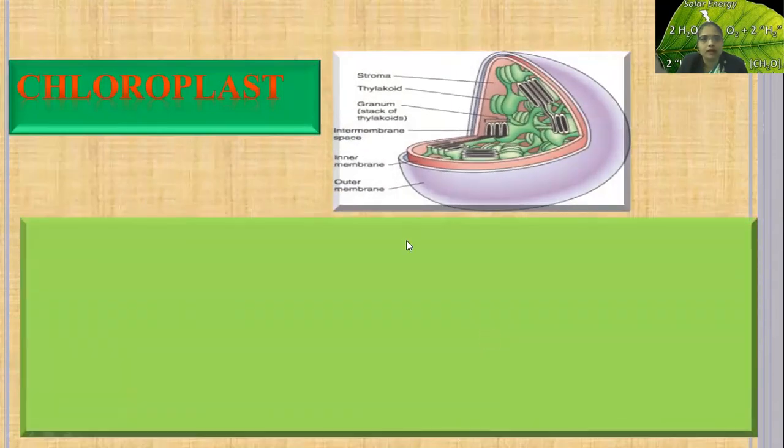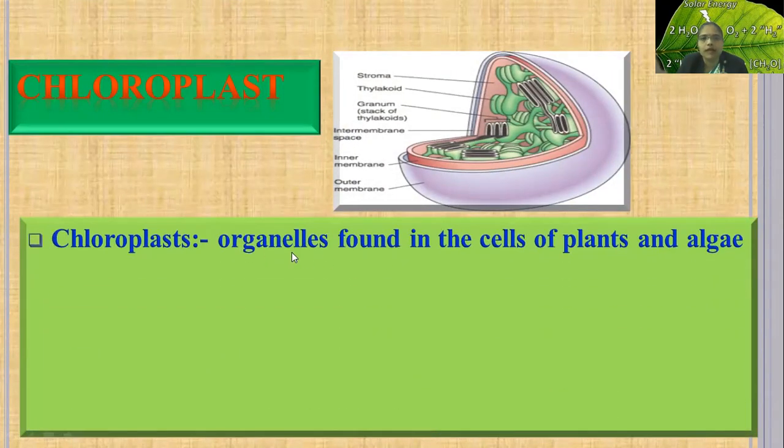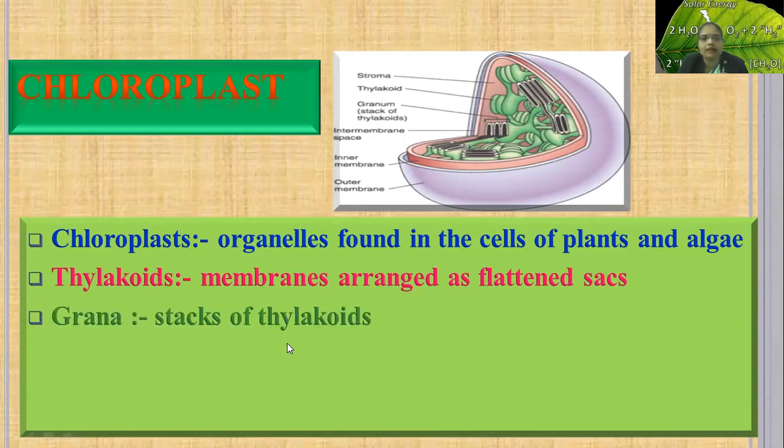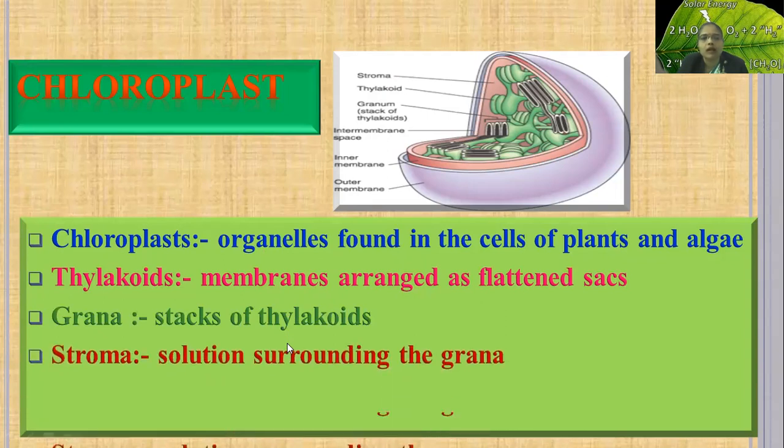Then chloroplast. First, it is a cell organelle found in the cells of plants as well as algae. Thylakoids are membrane-bounded flattened sacs. Grana means a stack of thylakoids, and stroma, in short, means the solution that surrounds the grana.